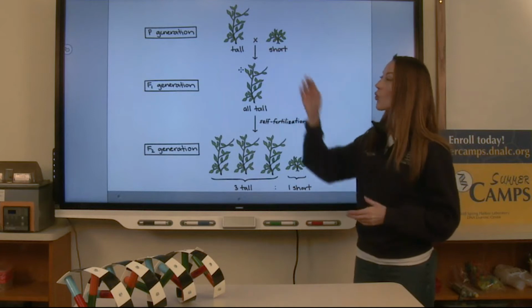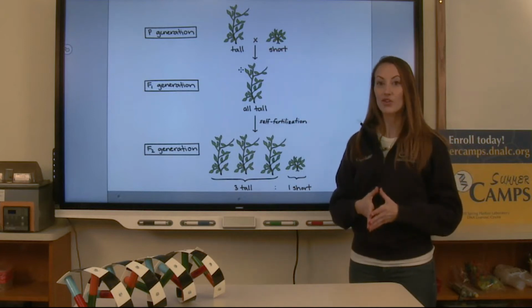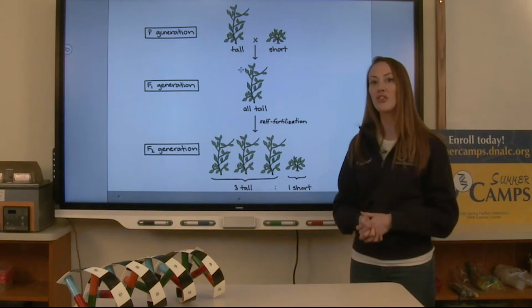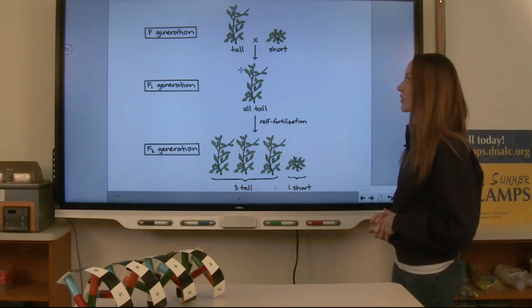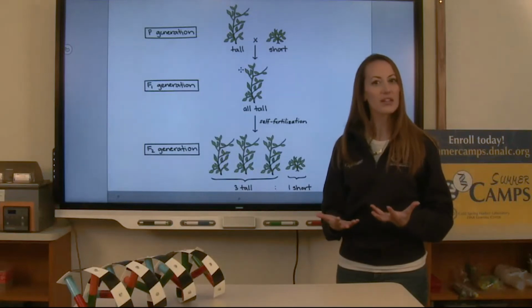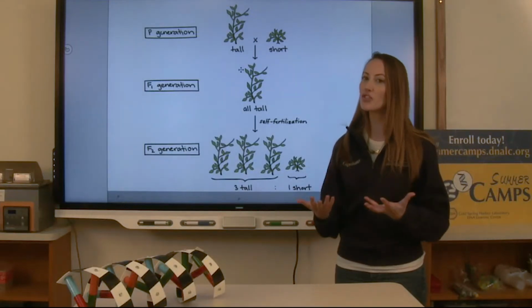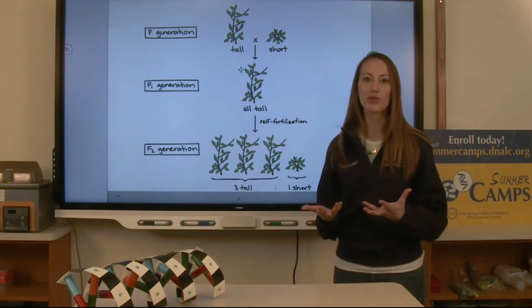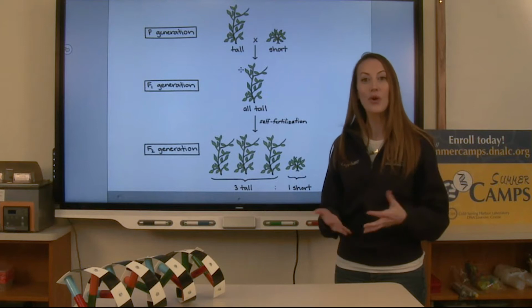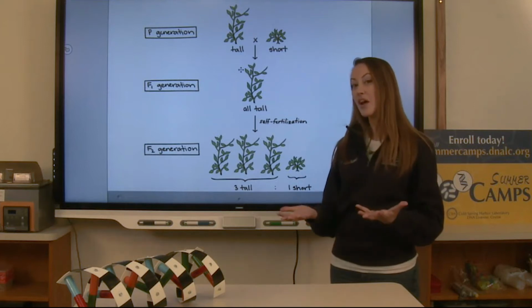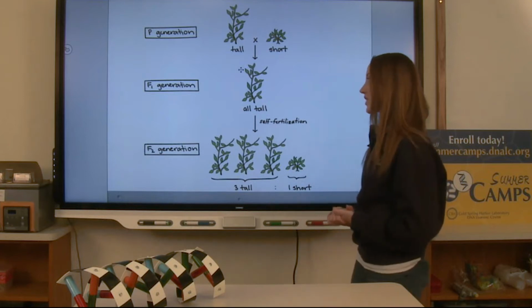So it's like the short trait actually skipped a generation and reappeared in the second generation. All right, that was a really big find, but he actually wasn't fully respected for his work back then. We didn't understand how important this was going to be in future research. He's actually now known as the father of genetics because of his work, but it wasn't noticed during his lifetime.